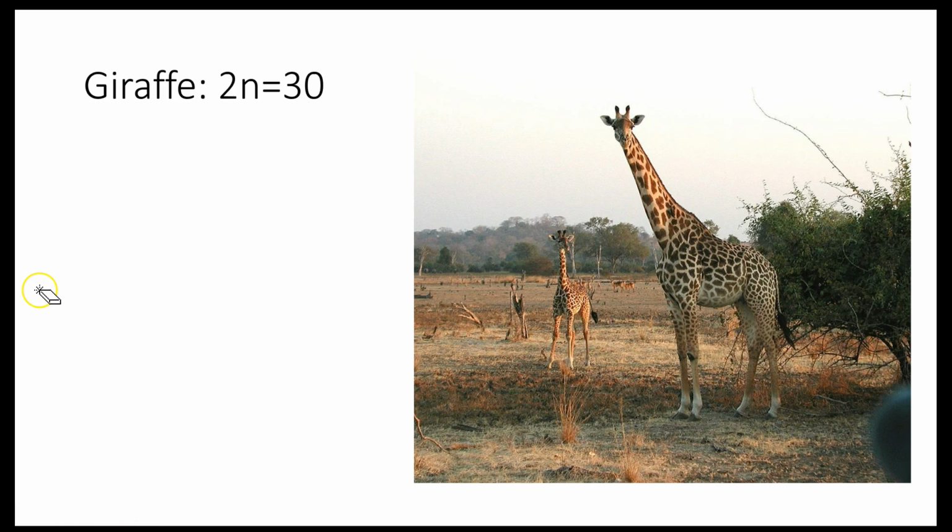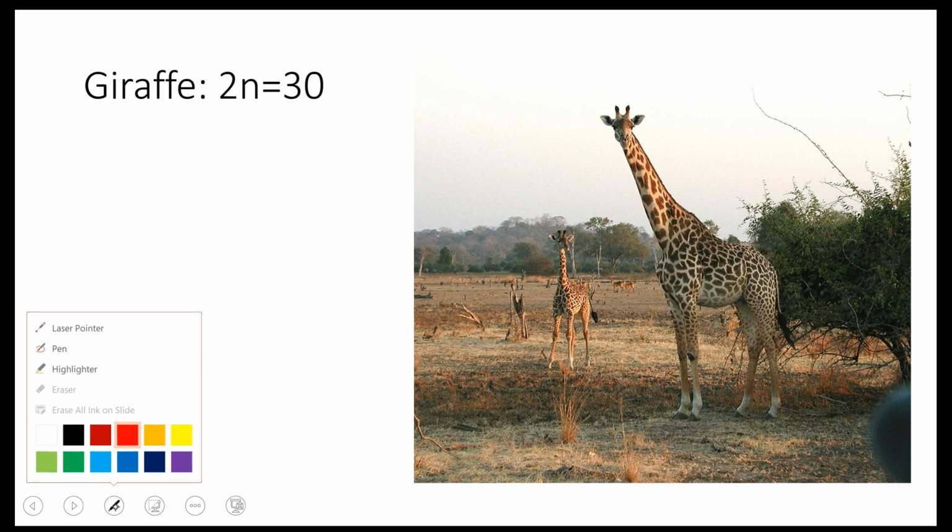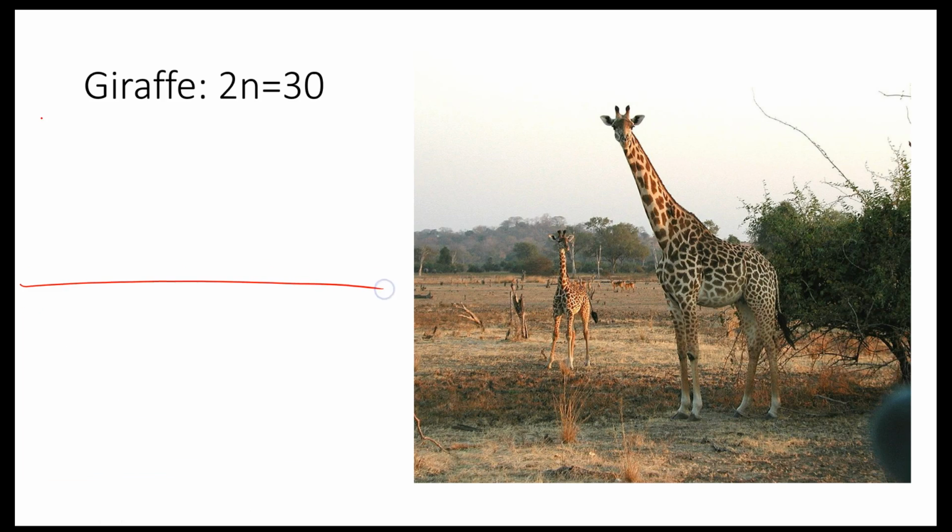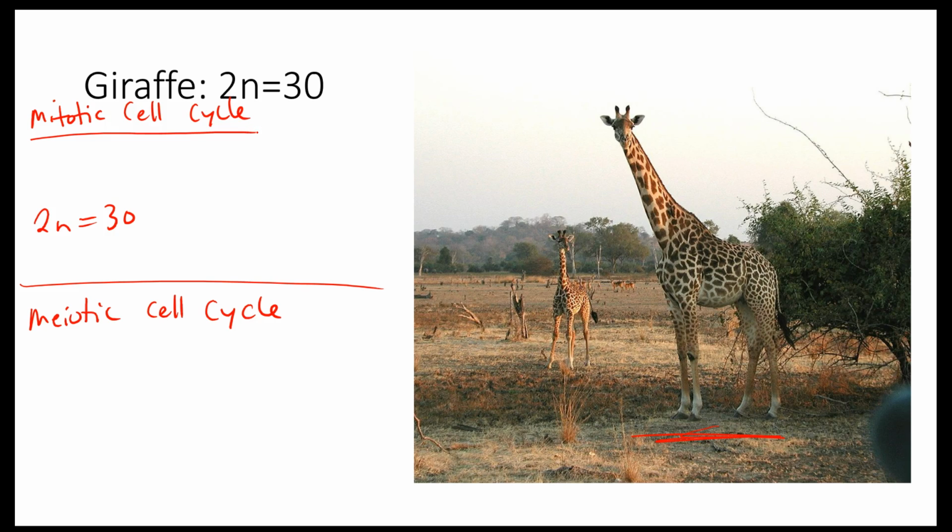Okay, and I'm going to show you the differences between mitosis up here, so the mitotic cell cycle up here, and the meiotic cell cycle down here, with our friend the giraffe as an example. So if you start off with the 2n equals 30, there are 30 chromosomes in that diploid cell. Say the giraffe was attacked and it needed to close a wound. It would use the mitotic cell cycle to replicate diploid cells to close that wound.